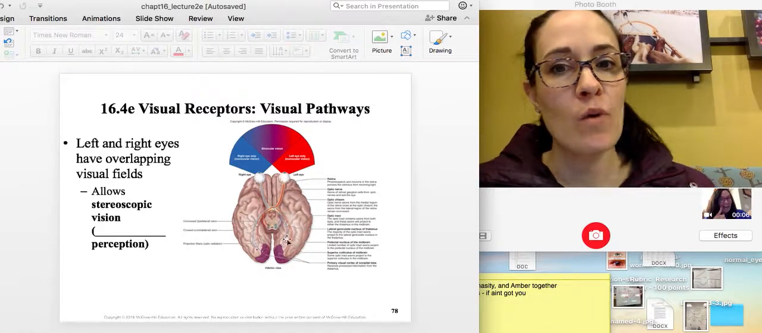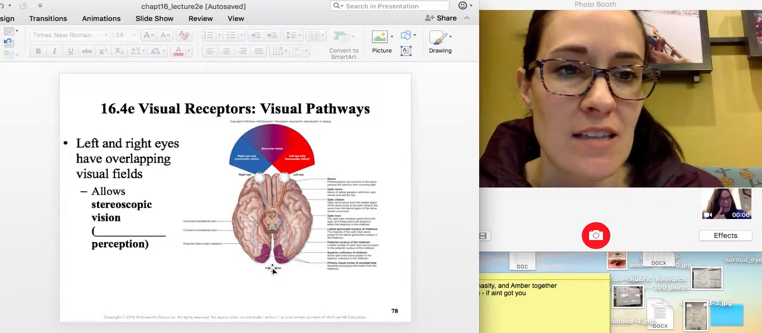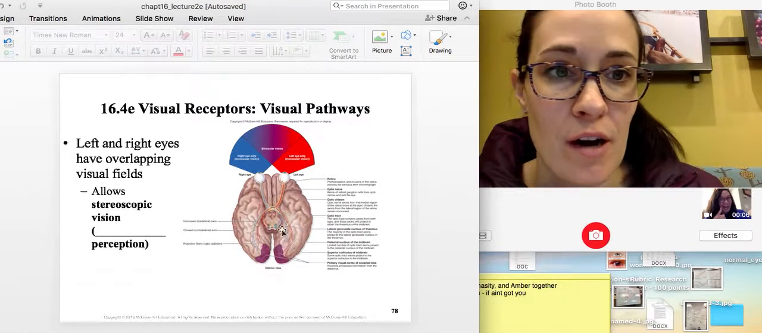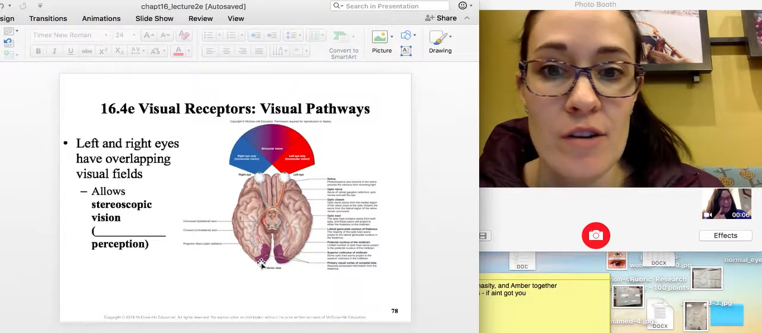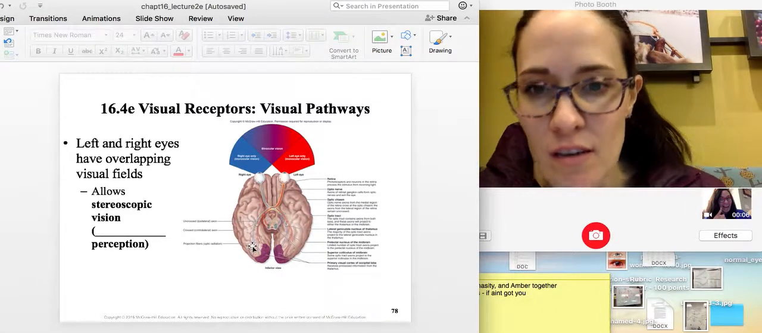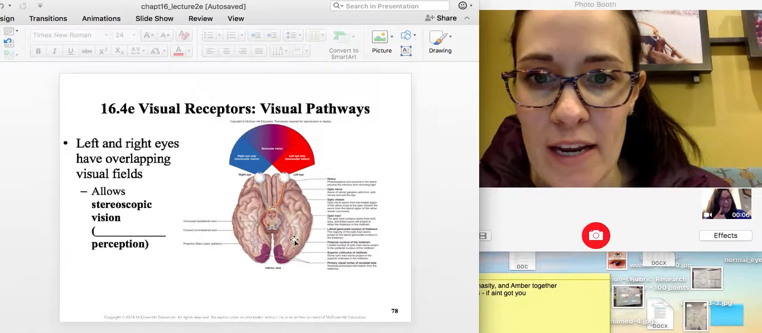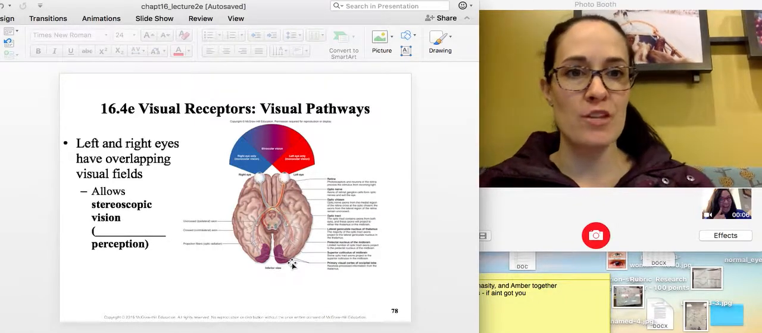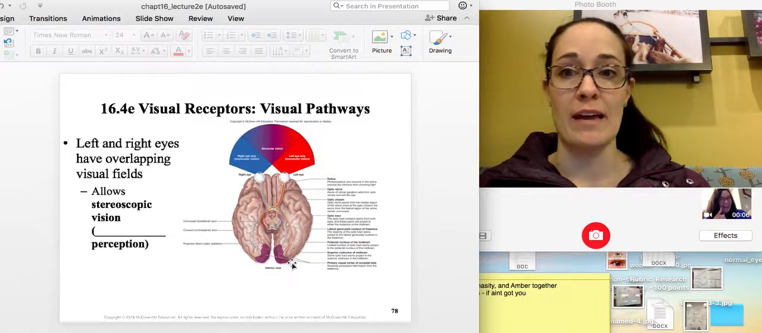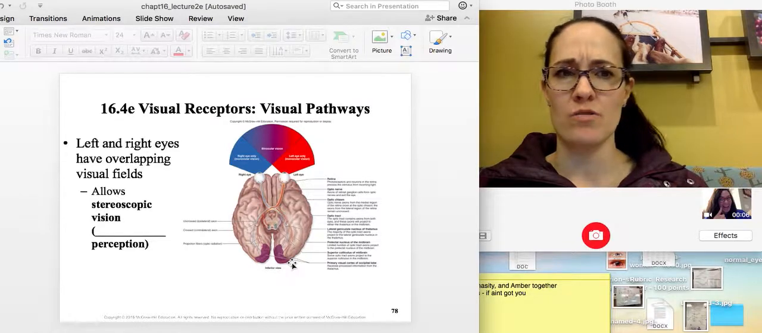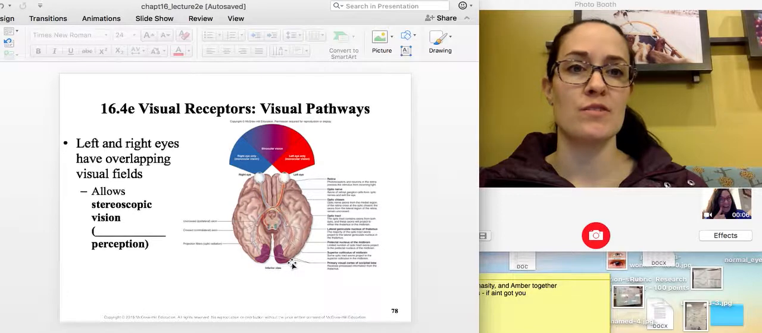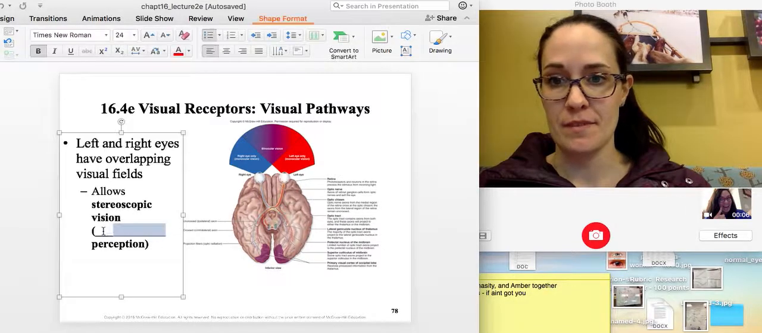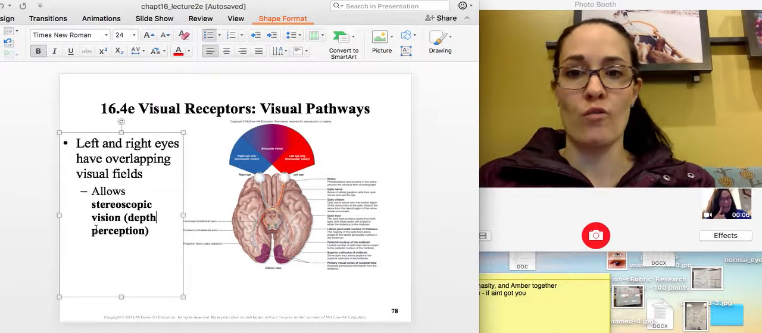But when the information finally gets back to the occipital lobe, this is the third neuron in the pathway, it's called a visual field. And you can faintly see that there's blue and red here and blue and red there, meaning information received at the back of the brain is from both sets of eyes, overlapping visual fields. Now, also called binocular vision, what this allows us to do is have depth perception because our visual fields overlap.